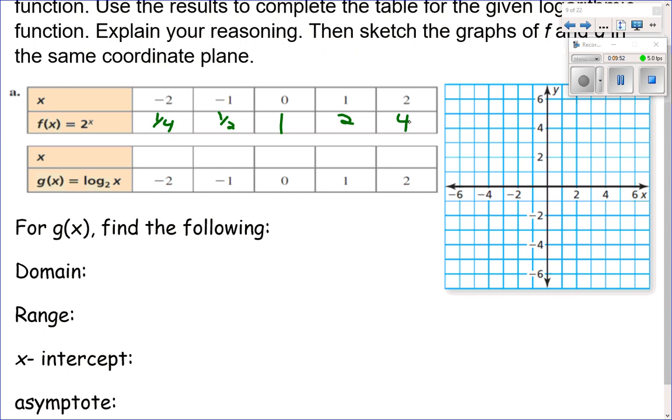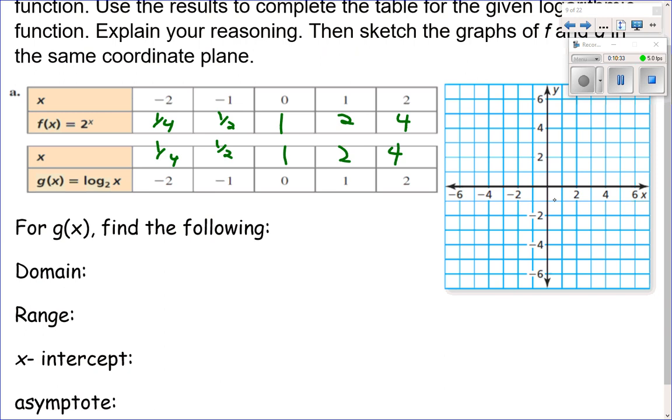So if I take all of these points from this basic exponential function of base 2, and I flip them, now I have data points from the logarithmic function. And it works. Let's start with the easy ones down here. If I'm taking the log base 2 of 4, and I'm asking, what power do I raise 2 to get 4? The result would be 2.